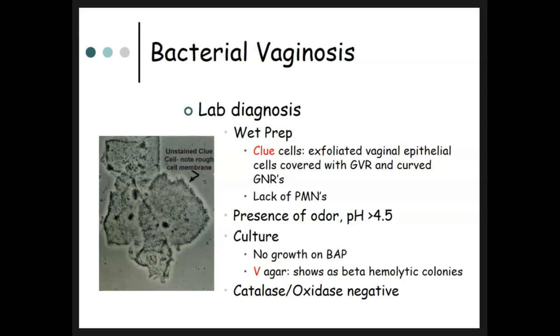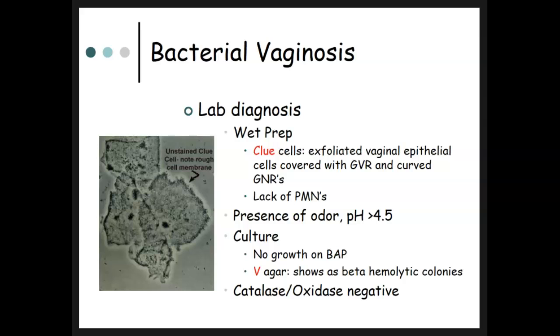Also, for laboratory diagnosis of bacterial vaginosis, we can do a wet prep. And in the wet prep, we will be looking for clue cells, which are exfoliated epithelial cells covered with gram-variable rods or curved gram-negative rods. You will lack white blood cells, or there could be a few, but there will be the presence of an odor, pH greater than 4.5, and on our culture, we will see no growth on blood agar plates, but the V agar will show beta hemolytic colonies.